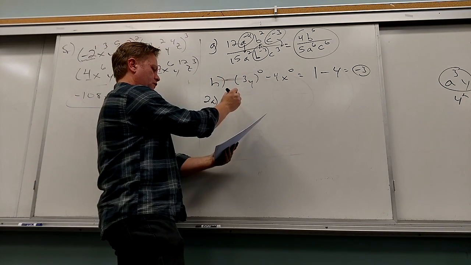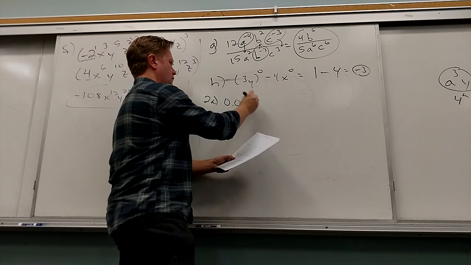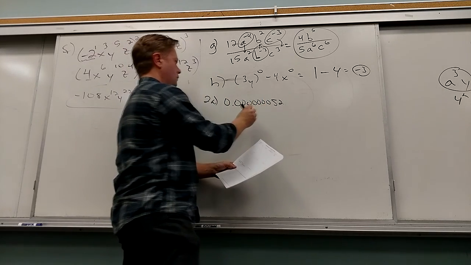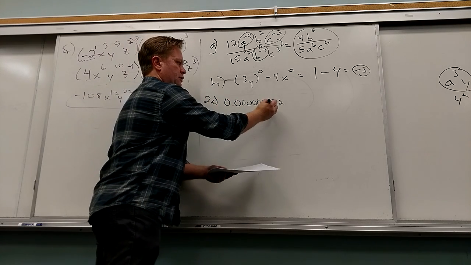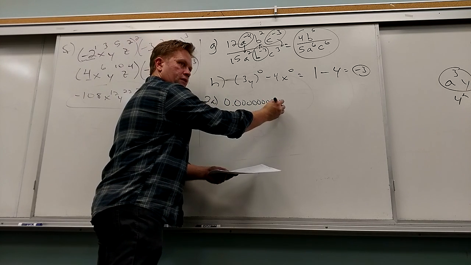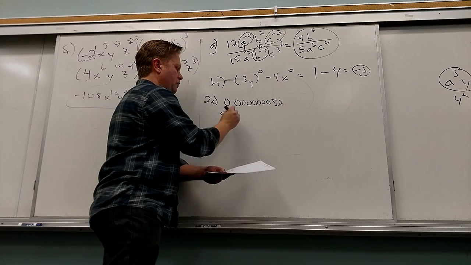Let me see how many there are. 1, 2, 3, 4, 5, 6, 7. Pretty much just gave the answer there, right? I mean, how many times do you have to move the decimal? 7 zeros. Plus 1. So it's 5.2.